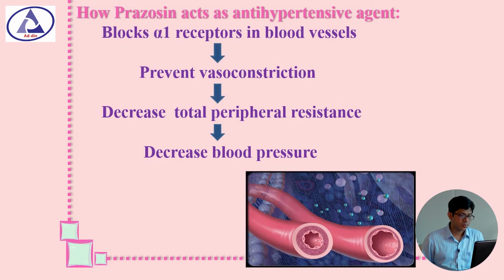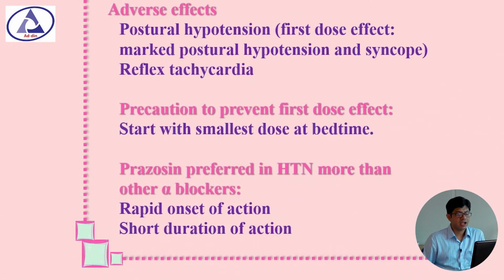Now come to the alpha blocker. The alpha blocker is prazosin. How does prazosin act as an antihypertensive agent? Prazosin blocks alpha-1 receptors in blood vessels, prevents vasoconstriction, decreases total peripheral resistance, and thus decreases blood pressure. This is the mechanism of prazosin. An adverse effect of prazosin is postural hypotension. It is called first dose effect. Marked postural hypotension and syncopal attack may occur. Another adverse effect of prazosin is reflex tachycardia.